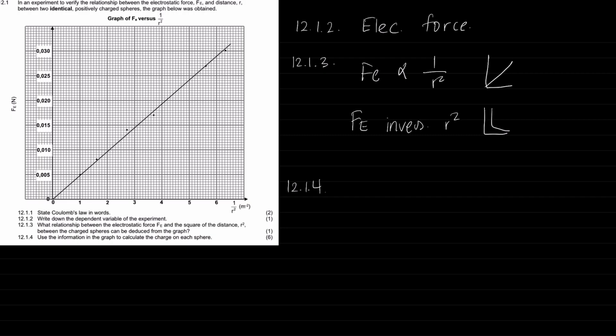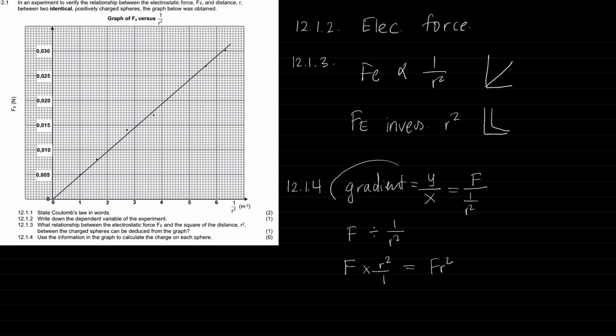12.1.4, so the gradient is, obviously we know, the change in the y-axis divided by the change in the x-axis. Let's just write it as y over x. Now on our y-axis we have the electrostatic force, and on our x-axis we have 1 over r squared. Now we can rearrange that. So F divided by 1 over r squared, you can tip and times, so that's F times r squared over 1, and that's F r squared. So the gradient is F r squared.